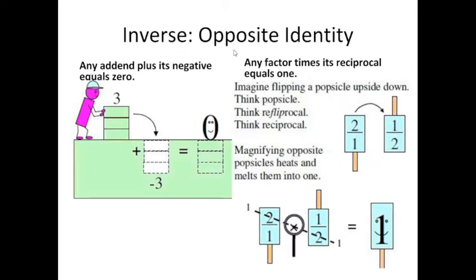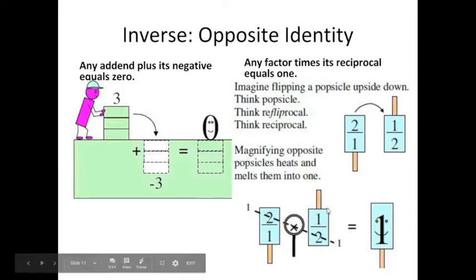The inverse is the opposite of identity in some ways. Any addend plus its negative equals 0. So 3 plus negative 3 equals 0. Here this caddy is filling in a divot 3 deep with 3 more. It cancels out. And any factor times its reciprocal equals 1. Imagine flipping a popsicle upside down. Think popsicle, think reflipical, think reciprocal. Multiplying opposite popsicles heats them and melts them into one.